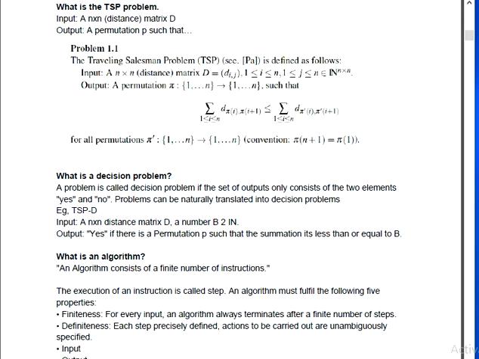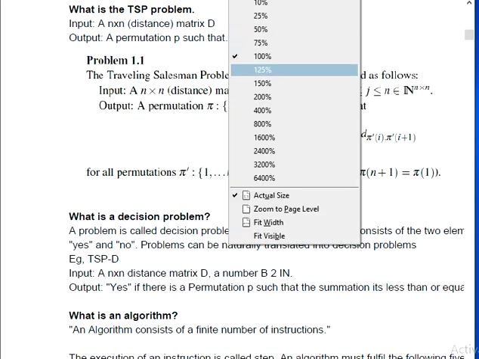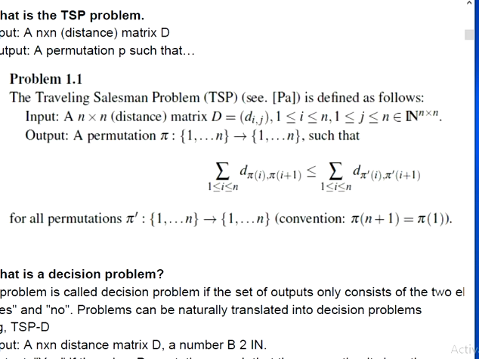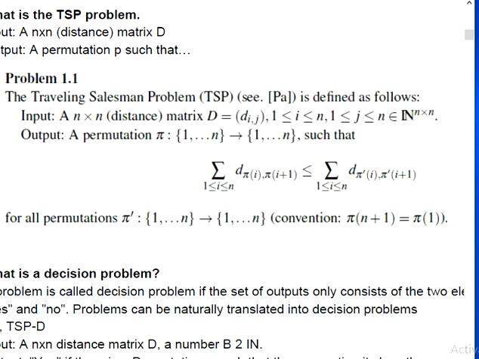So informally, what we say in the traveling salesman problem is: given a number of cities and the distance between each pair of cities, what is the minimum distance to visit each city exactly once and come back to the original city? That is the informal definition of TSP.